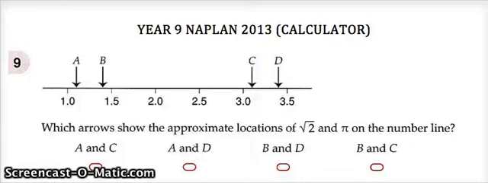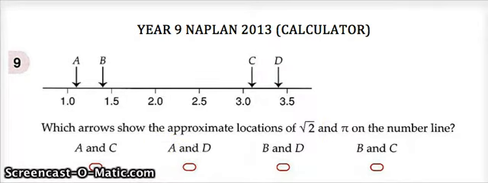Okay, this is question 9 of the 2013 calculator paper. The question is, which arrows show the approximate locations of the square root of 2 and pi on the number line? Pause the video and answer the question.